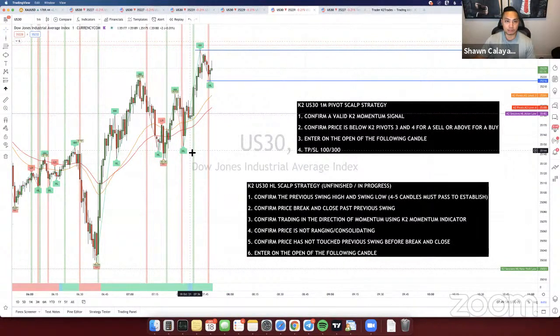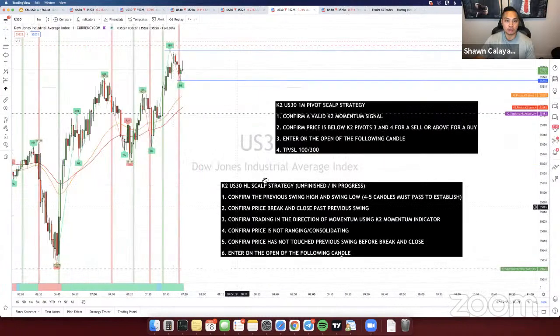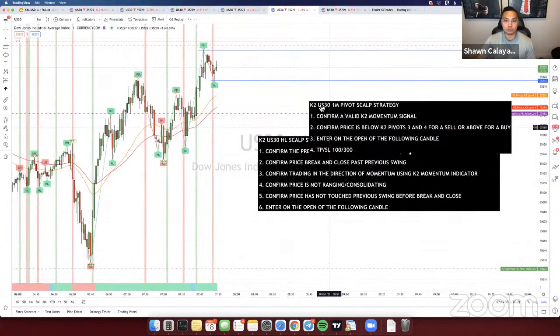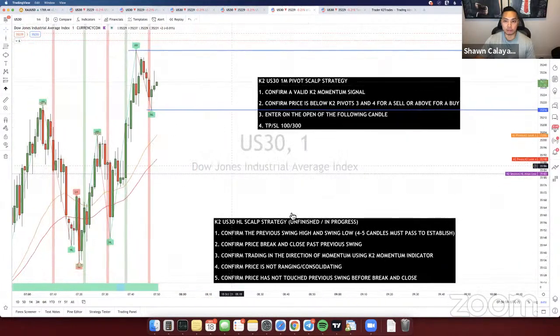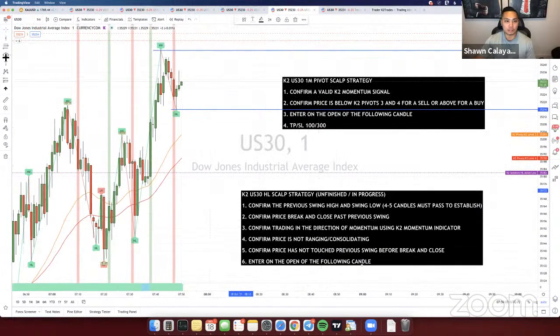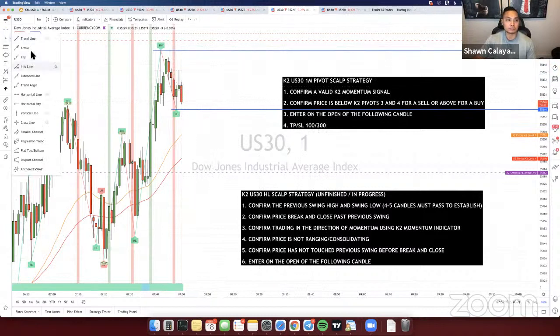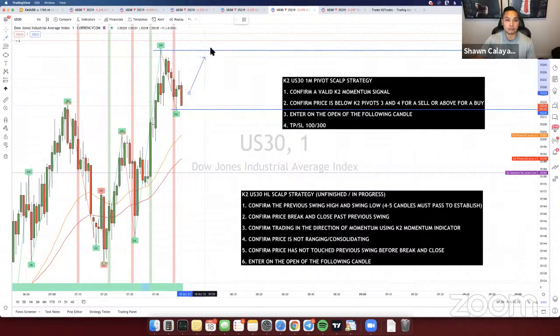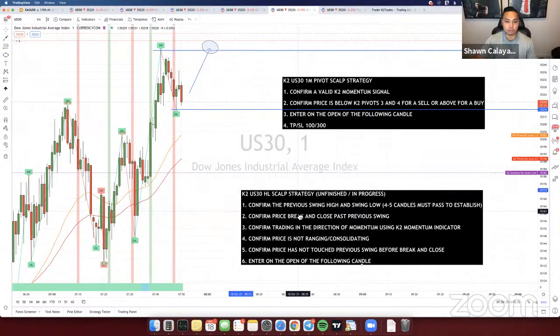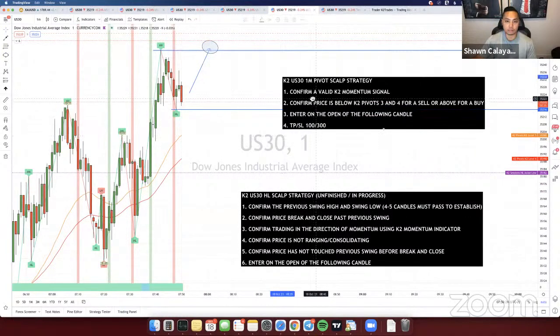What I'll be looking for personally, if you guys are wondering, I'm going to be looking for one of these on the 1 minute. So I'm either looking for a pivot scalp, which is going to give me a buy signal. If I get a valid buy signal here above this area, then I'll take it for a pivot scalp strategy, this one right here. Vice versa, if price ends up pushing above here, then I might take a buy entry right there using this strategy right here.